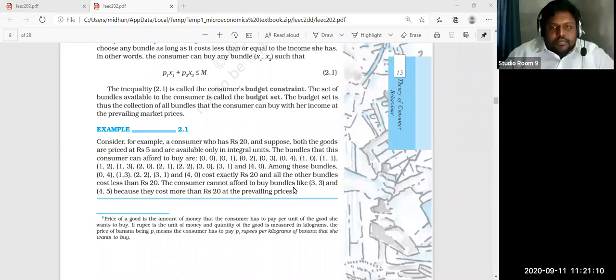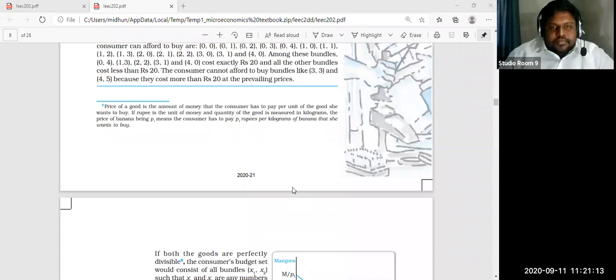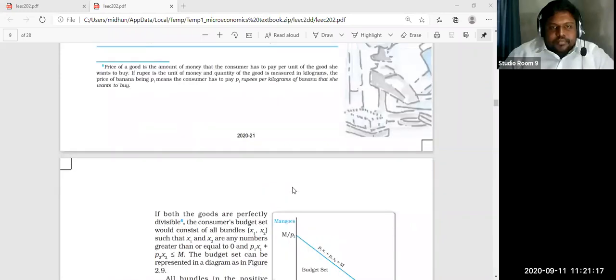Okay, we discussed many things here. One is cardinal analysis related to the price of the commodity and the quantity of the commodity we are purchasing. Now you discussed the budget. What is a budget, what is a budget line, budget constraint, and bundle constraints? Okay, budget constraint and budget set. Here again, you can see the budget set. So we are going to see how this is depicted in a diagram.